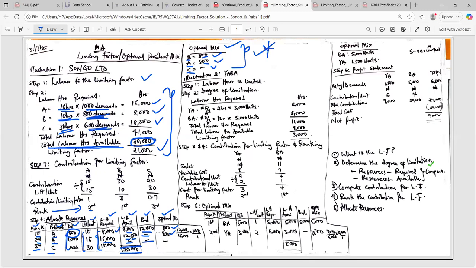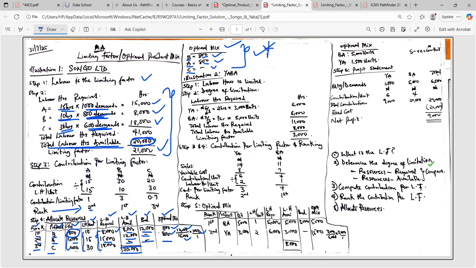It's 12,000 labor hours available divided by 15,000 labor hours required. They will multiply it by 1,000. So I did it here: 12,000 divided by 15,000 times 1,000. That gives us the quantity of product A that should be made. Then for your C, it is dash, nothing. Okay, so we have 800, 800, and nothing.